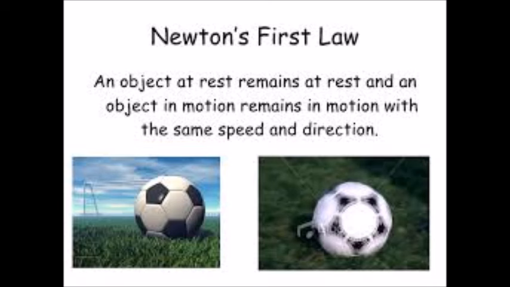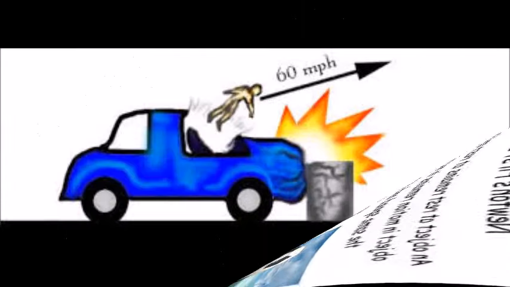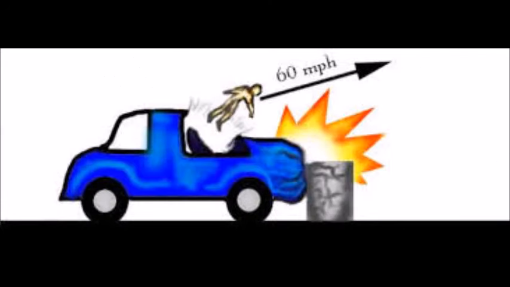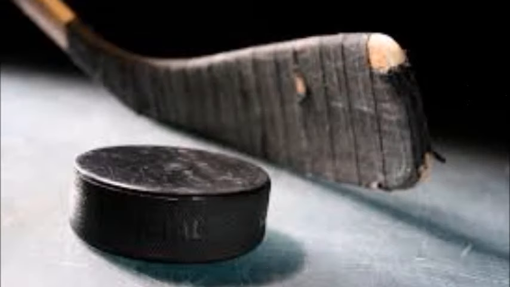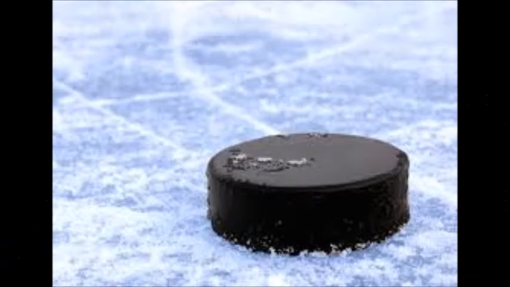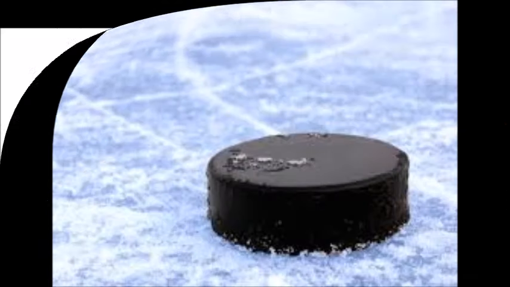Newton's first law is an object at rest will stay at rest, and an object in motion will stay in motion with the same speed in the same direction unless acted upon by an unbalanced force. For example, when you come to a stop in a car, the seatbelt, the opposite force, stops you from leaning forward. Another example is when a hockey puck is sliding on ice, it will eventually stop because of the rough ice. But if the ice is smooth, it will slide for a longer period of time.